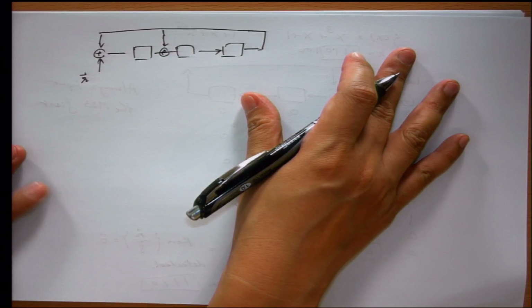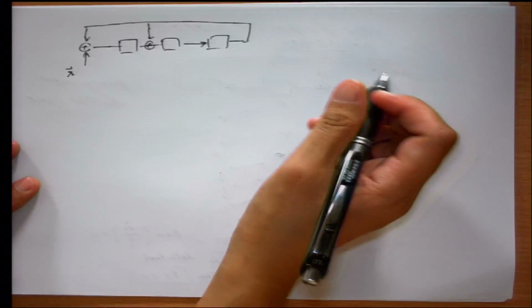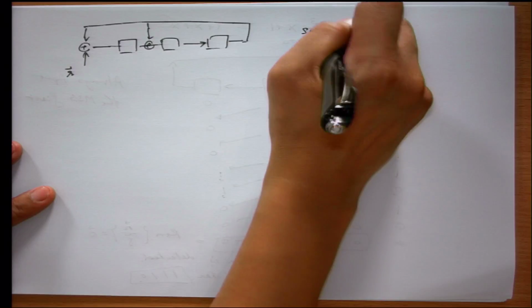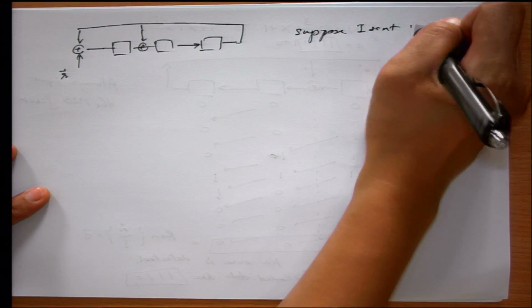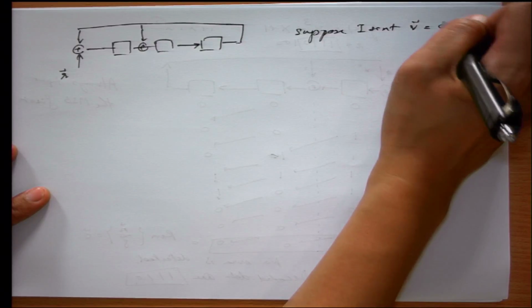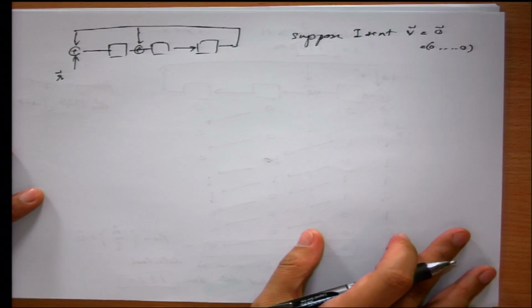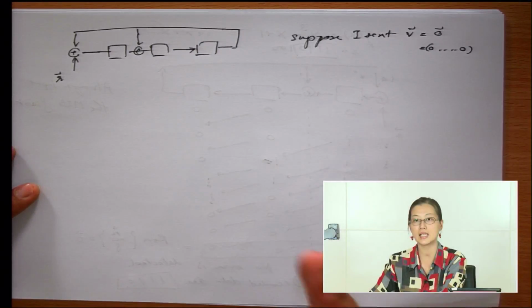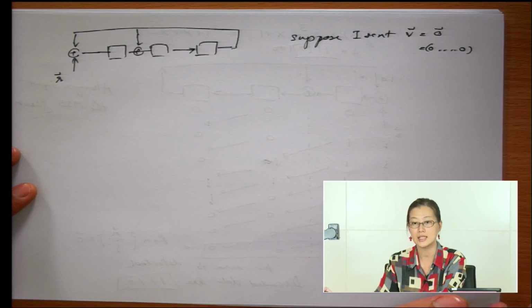We usually put R here in order to get the remainder. Now, suppose I send a code word equal to all 0s, like 0, 0, 0. So every bit is 0. Because my data is 0, when I encode the code word, all the parity checks are 0.